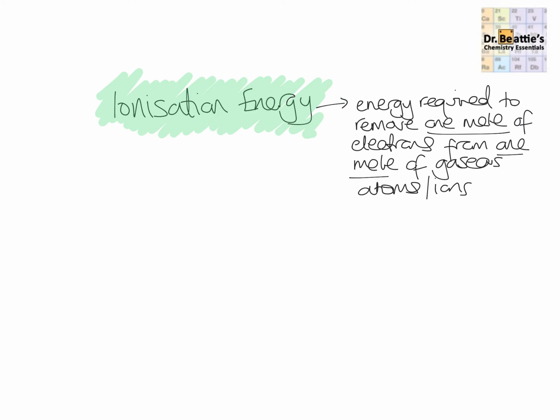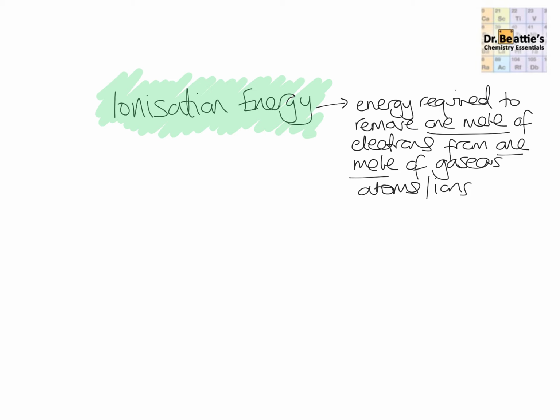So firstly, we need to understand what ionisation energy is. Ionisation energy can be defined as the energy required to remove 1 mole of electrons from 1 mole of either a gaseous atom or a gaseous ion. A couple of things to really focus in on here. First of all, it's gaseous atoms or ions, and we're always dealing with 1 mole of electrons and 1 mole of the atoms or the ions.